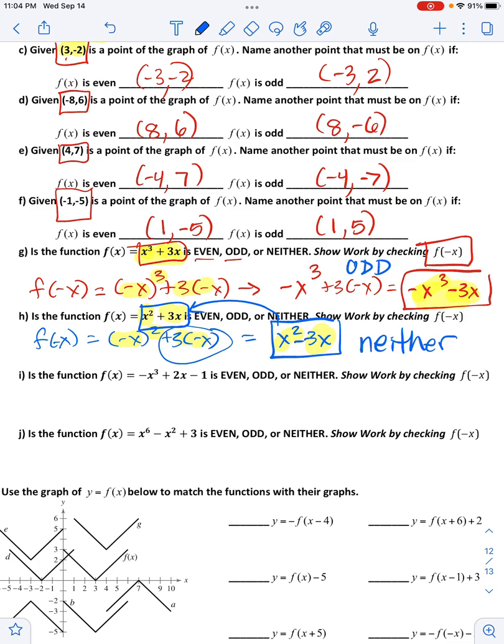Okay, this one's a little tricky because when you go to plug in a negative x, this first negative is a part of the function, and then you put your negative in here.